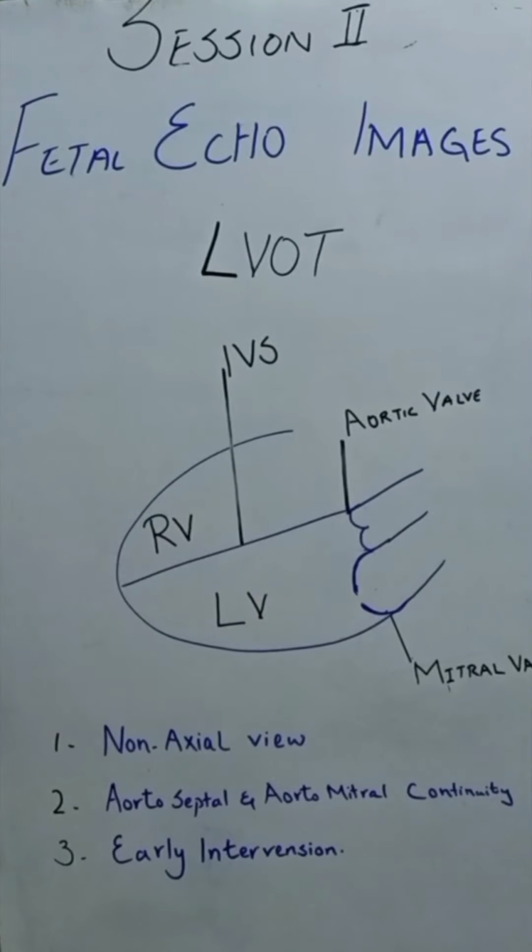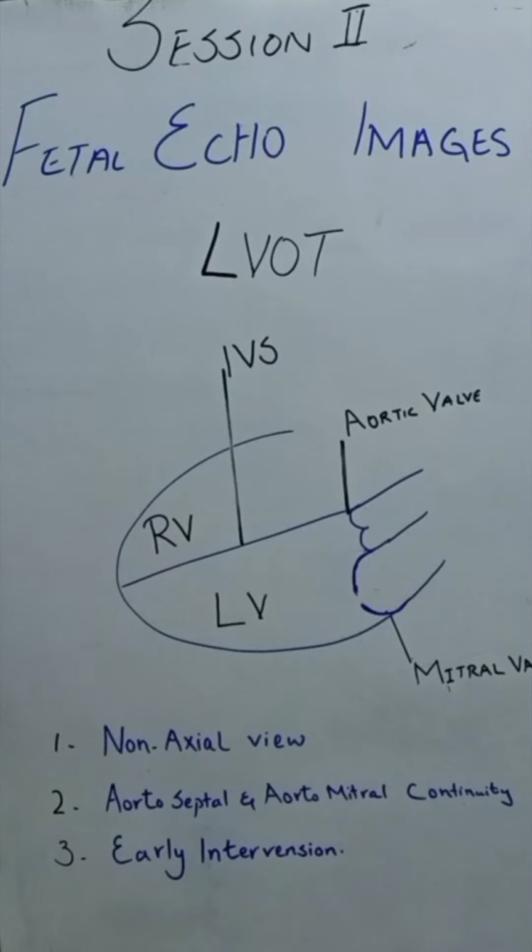Now move towards LVOT. It is a non-axial view. How can we make this view? We can make this view by rotating our transducer from 4 chamber at 45-degree clockwise rotation. The LVOT tract will be clear or obvious on the screen.